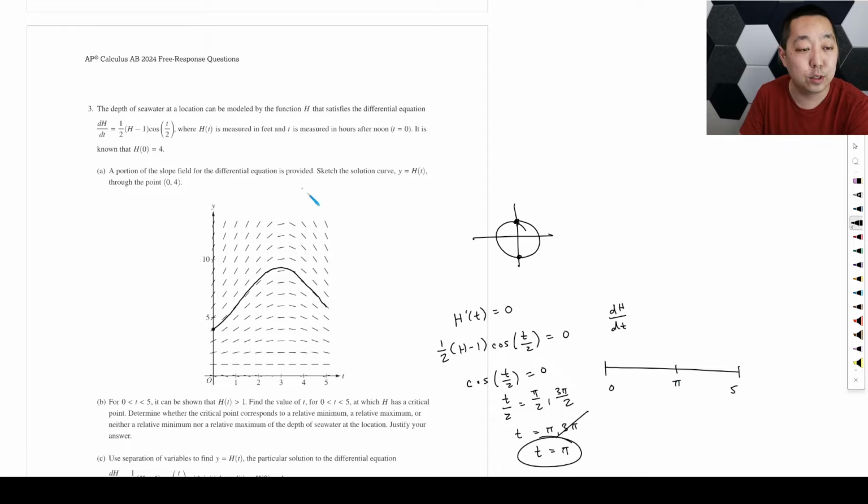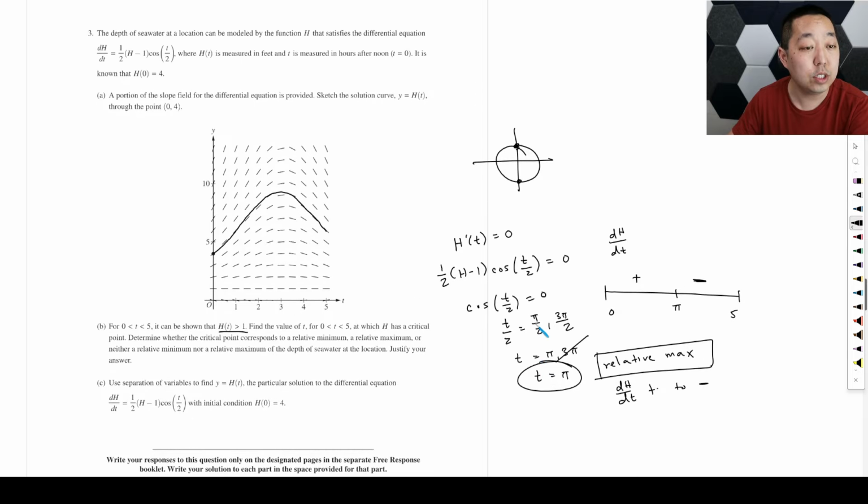If I plug in pi over 2, cosine of pi over 4 is definitely positive. So this would be positive, and this will be positive. So that's positive. And then from pi to 5, you could pick a little bit past here. The cosine of t over 2 will be in this region, so the cosine value will be negative. This will still be positive, because again, h is greater than 1. So this is positive times a negative number, which makes it negative. And so this is a relative max, because dh dt goes from positive to negative.